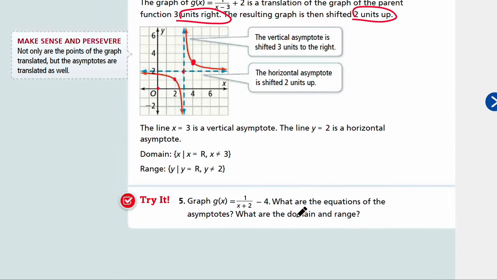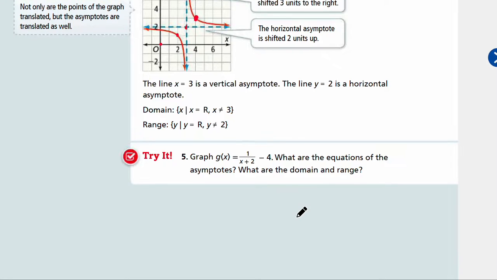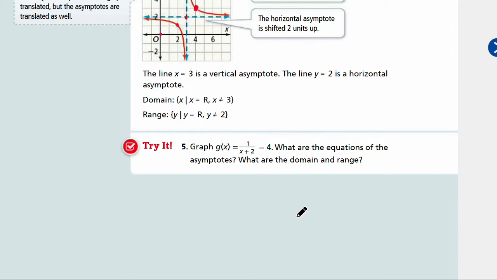Let's look at try number 5. Graph g of x is equal to 1 over x plus 2 minus 4. What are the equations of the asymptotes? What are the domain and range? So looking back to our translation, rule of transformation, please pause the video and see if you can graph it by yourself and figure this out. Come back when you're ready for answers.